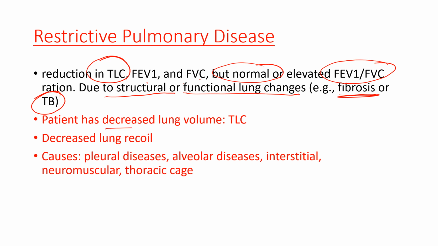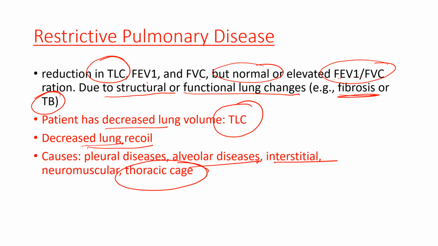Okay, so now we have a decreased TLC. There might be a decreased lung recoil. That's what's giving you the elevated FEV1, because you're accumulating air. You cannot expel as well. You cannot expel all the air every time. Pleural diseases, alveolar diseases, interstitial diseases, thoracic cage diseases, or infections like pneumonia, will give you restrictive conditions.